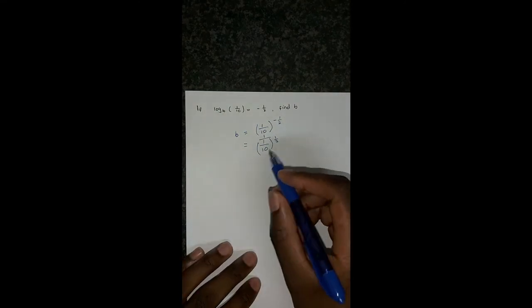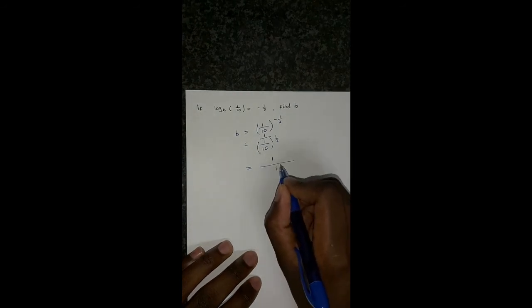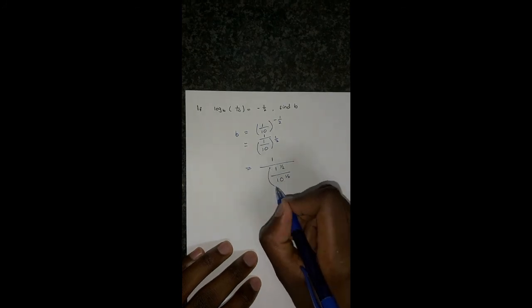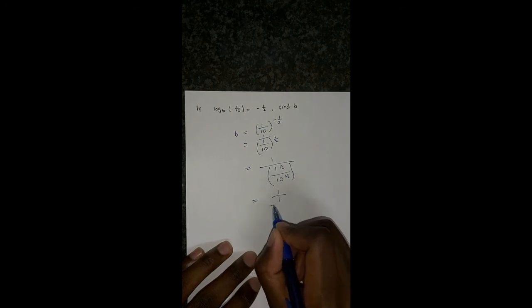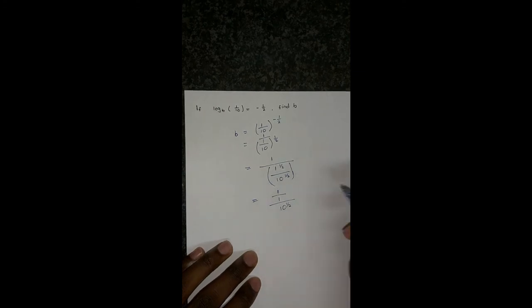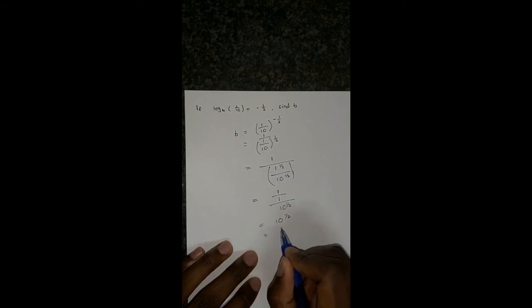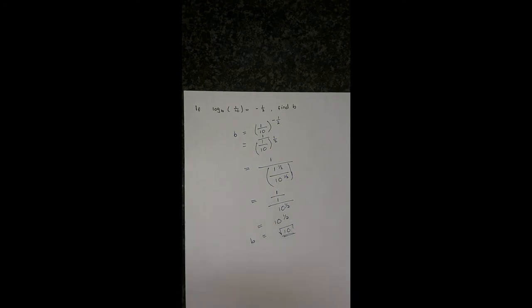And then using our laws of exponents, that's going to be 1 over 1 to the half over 10 to the half, which is equal to 1 over 1 over 10 to the power of a half. So 1 over 1 over 10 is just equal to 10 to the power of a half, which is the square root of 10. So that's your value of b. So just step up everything and then work like a normal equation, then solve for b.